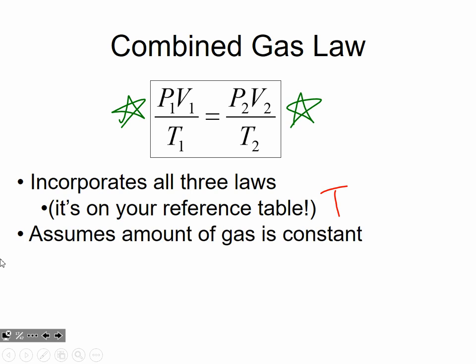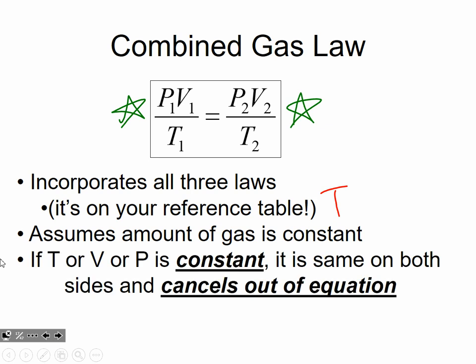It does assume that the amount of gas is being held constant. We're not changing how much gas is in the system, but we are altering things like pressure and temperature. And this is a huge point. We don't always have to have pressure, volume, and temperature given to us in the question. If one of the things is being held constant, then you simply remove it. It cancels out of the equation.